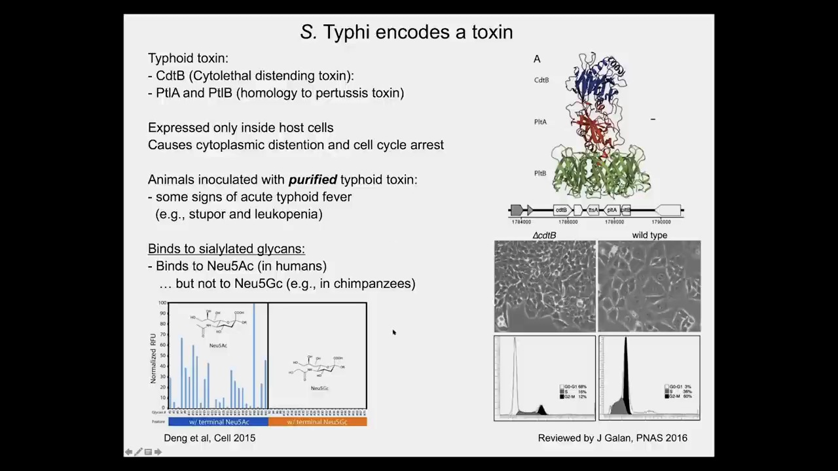And also here at UCSD, the Varki group, in collaboration with the Galán group, found some important features of this typhoid toxin: that it binds to sialylated glycans. And in particular, it binds to Neu5Ac in humans. You can see here this strong binding. But it doesn't bind, for example, to Neu5Gc, which is a very similar sugar in chimpanzees, which might explain why chimpanzees can be colonized with high doses of typhi, but they do not develop typhoid disease.